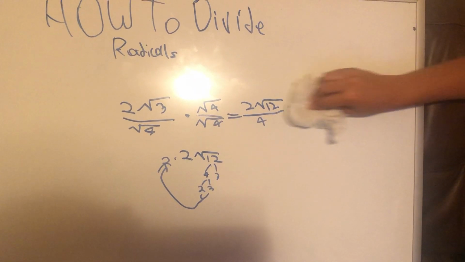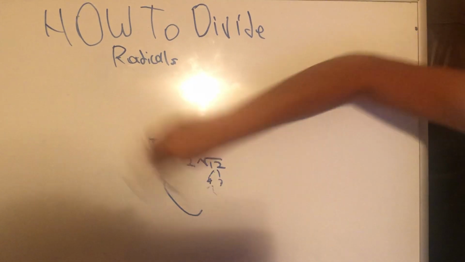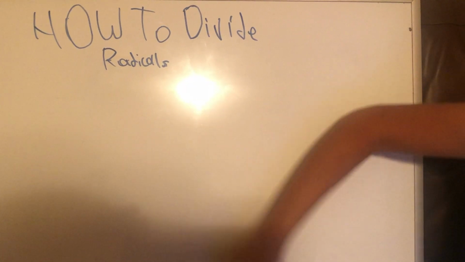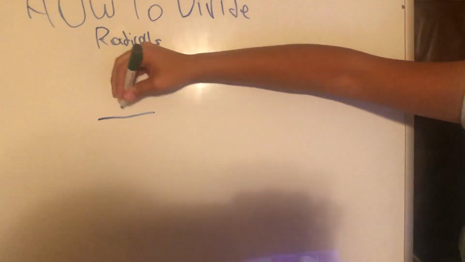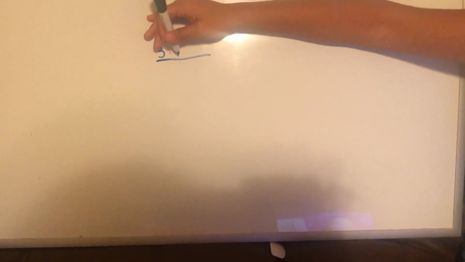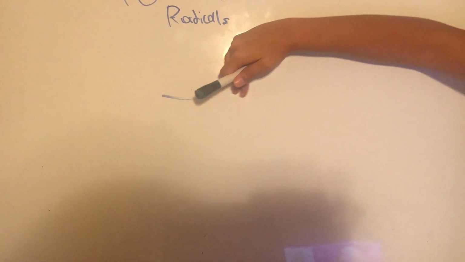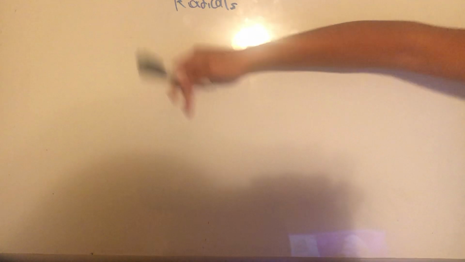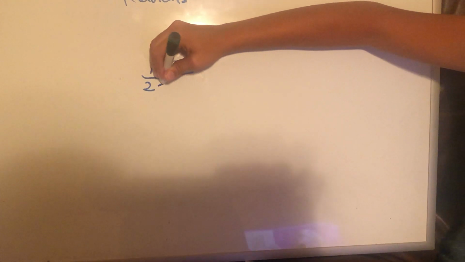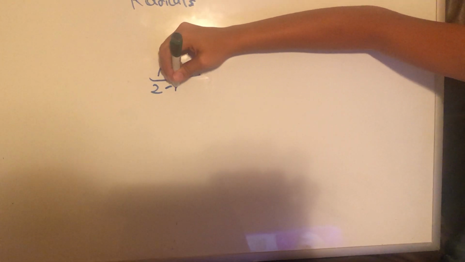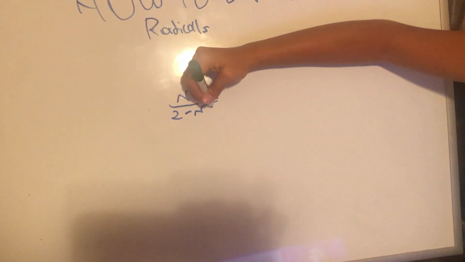Let's try a bit of a harder problem, dividing with binomials, radicals. So you had the problem 3, or let's change that. Let's use radical 15 over 2 minus radical 2.